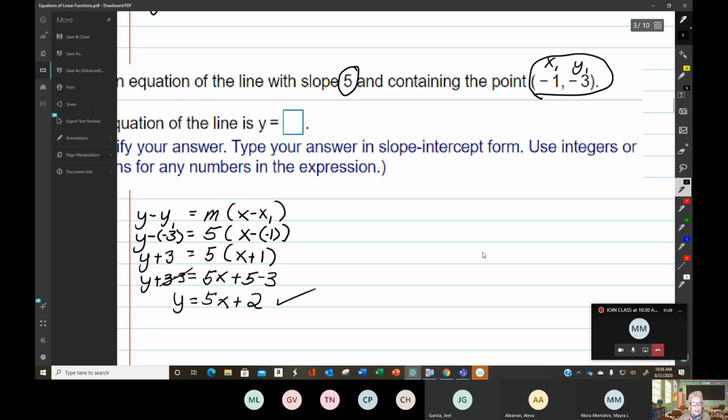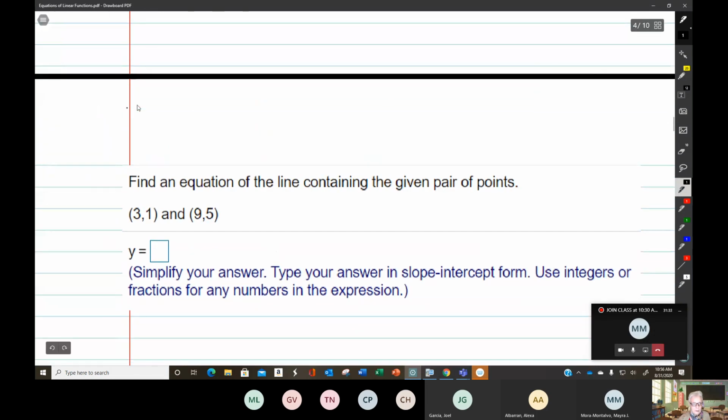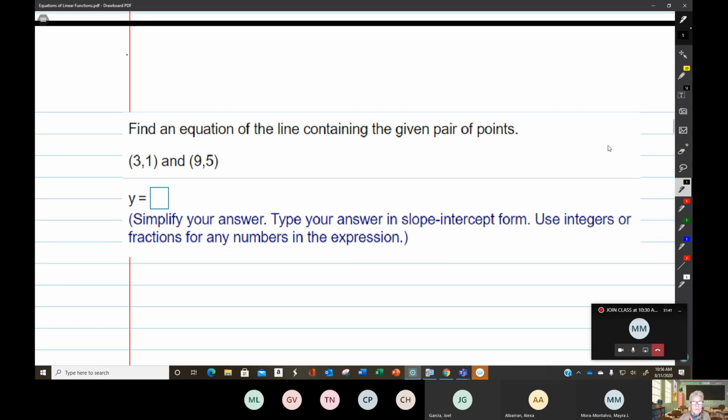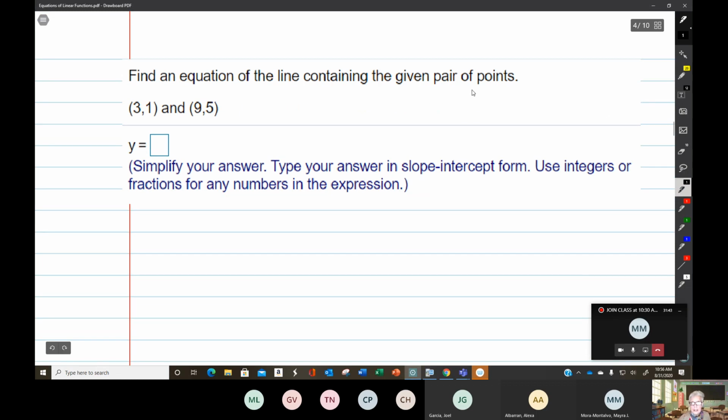Okay, now it's going to get a little harder. They were nice to give us the slope. Now we have to find our own slope. All we're given is 2 points. Find an equation of the line containing the given pair of points.